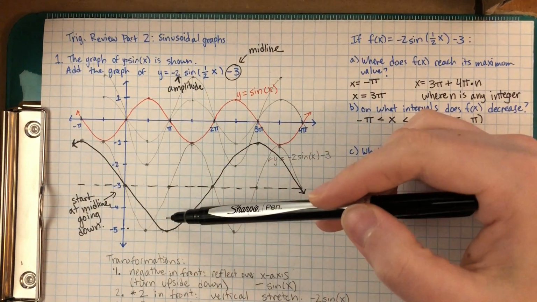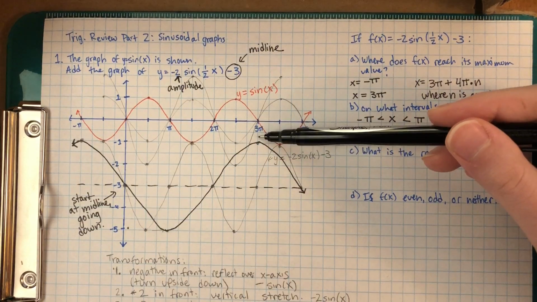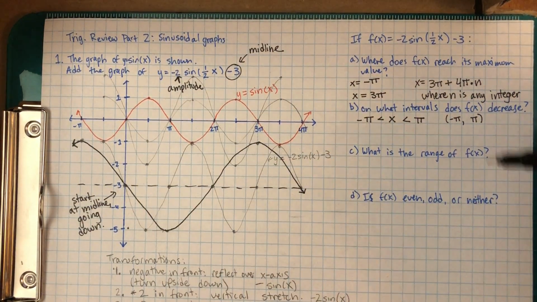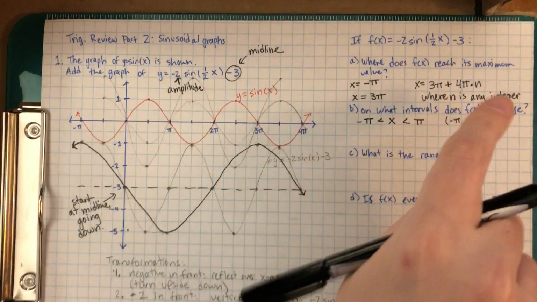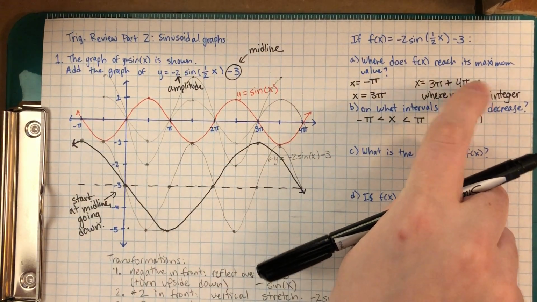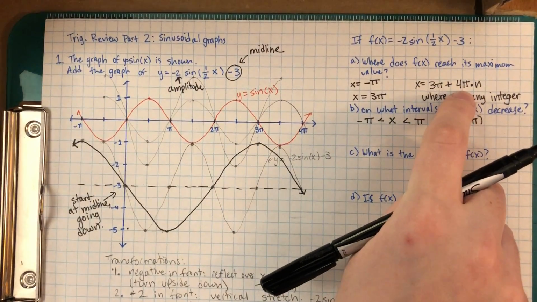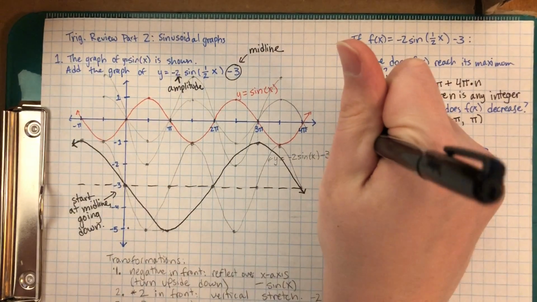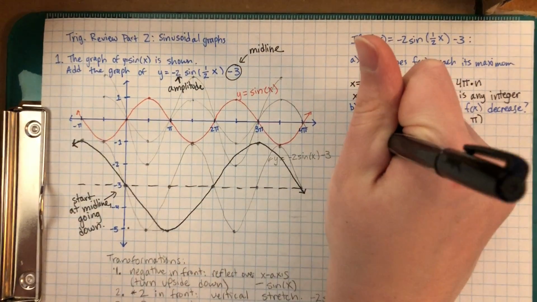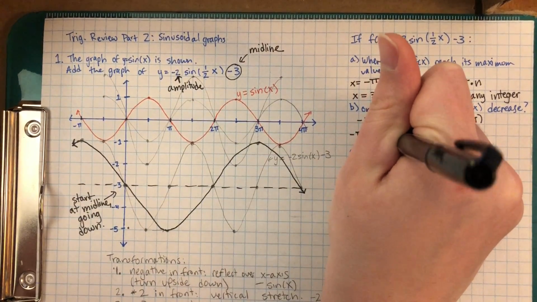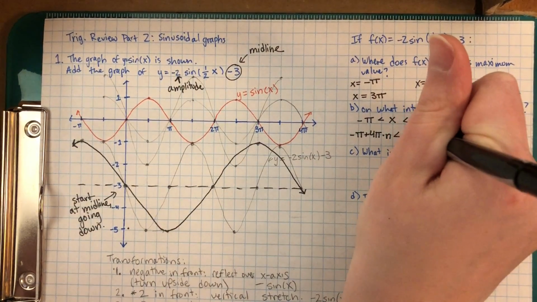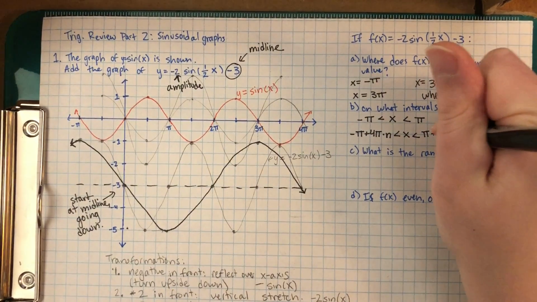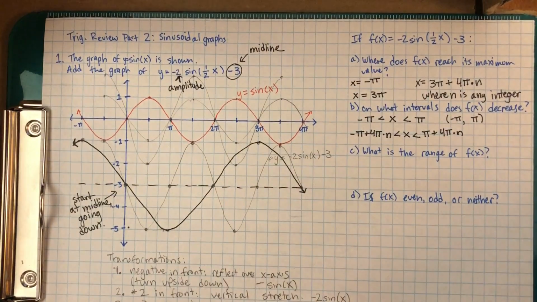This is not the only decreasing interval. We can see another interval starting here, and we don't see the end of it, but we know it is going to turn around in a little bit. So we want to do 4 pi times n, whatever the period is of this individual function, times n on each of these numbers. So negative pi plus 4 pi times n is less than x is less than pi plus 4 pi times n.